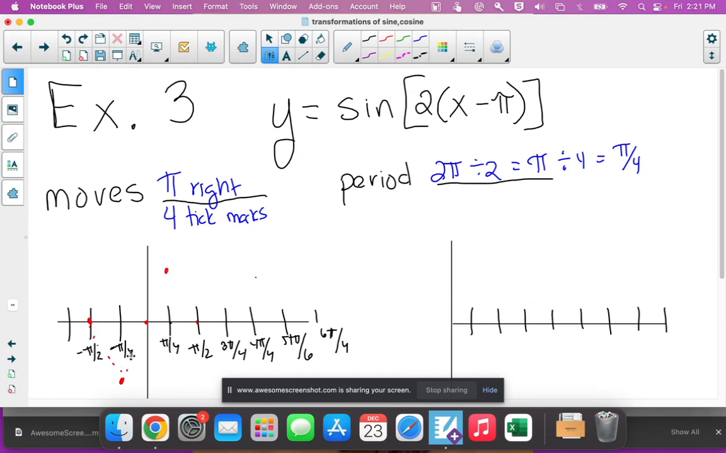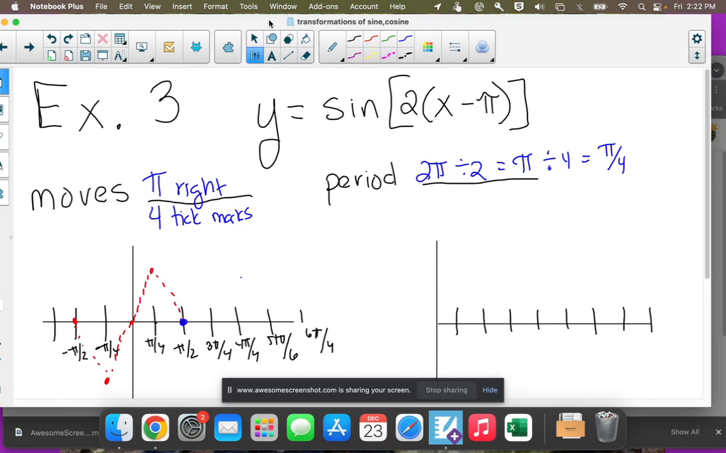This would have been the normal function that you would have graphed if it did not have a phase shift. So now everything is just being moved 4 places to the right. Okay, so this negative pi over 2 becomes positive pi over 2. 1, 2, 3, 4 tick marks.